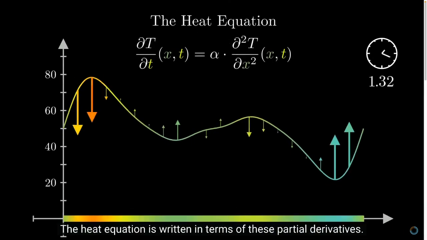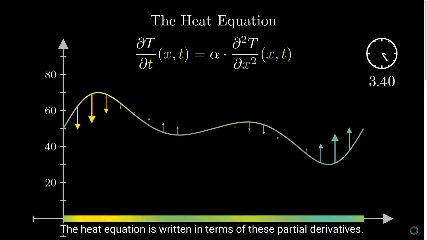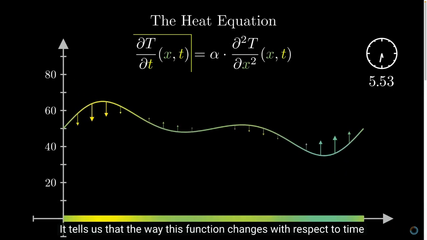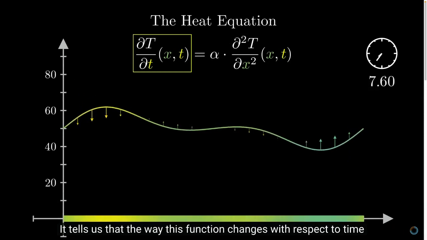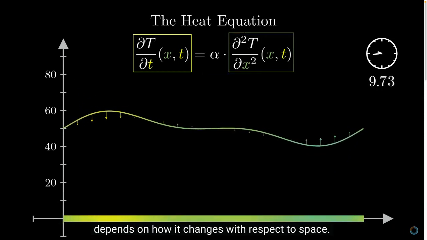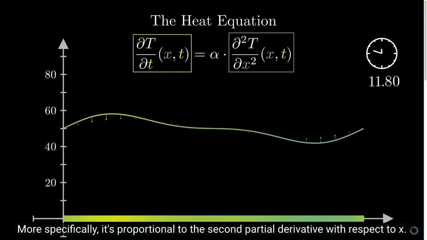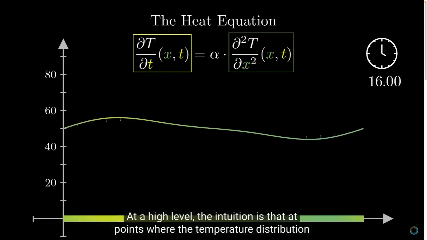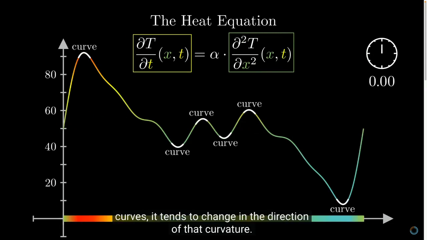The heat equation is written in terms of these partial derivatives. It tells us that the way this function changes with respect to time depends on how it changes with respect to space. More specifically, it's proportional to the second partial derivative with respect to x. At a high level, the intuition is that at points where the temperature distribution curves, it tends to change more quickly in the direction of that curvature.